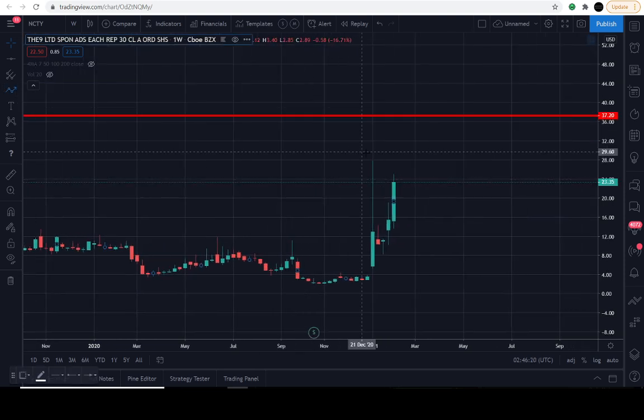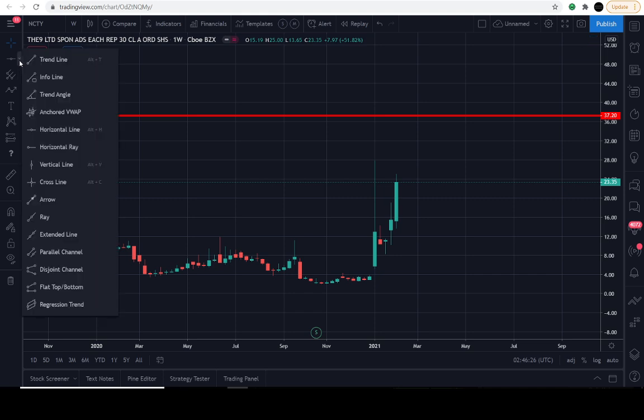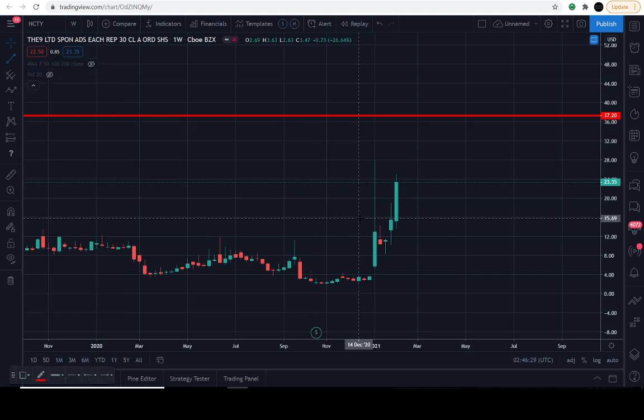The previous level where it appeared there was some sort of rejection was right here at about $15.78. So that would be a level that I would pay attention to, just in case there's some sort of imminent retracement here in the markets.